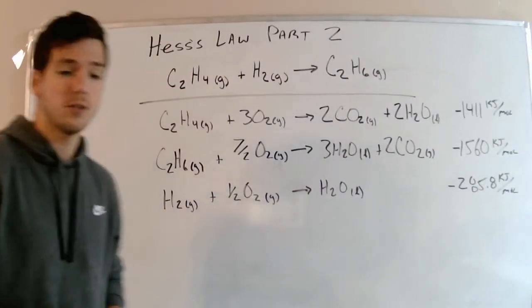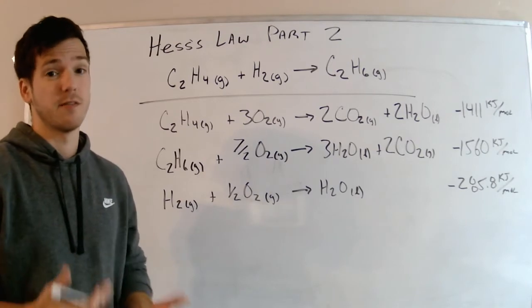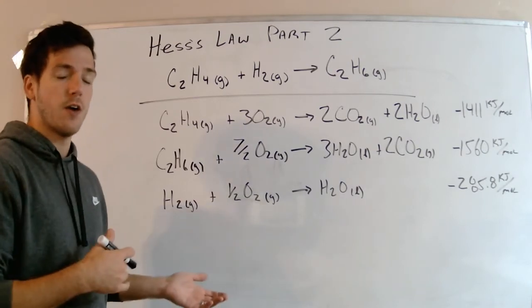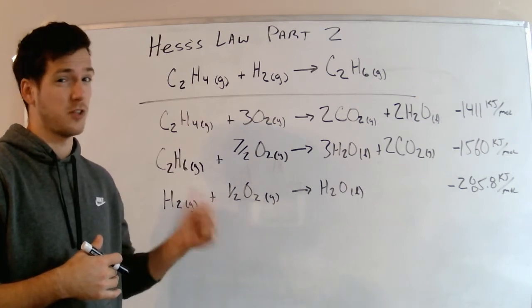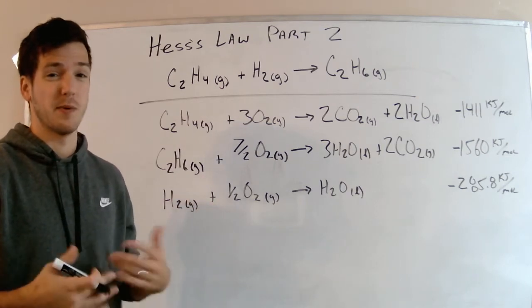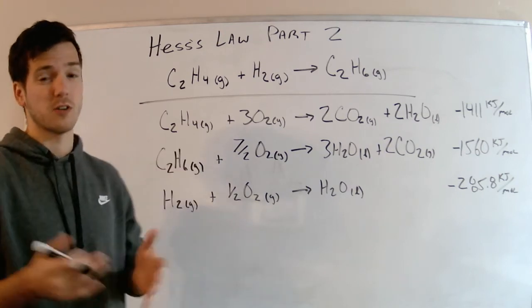Guys, so today we are talking about Hess's law again, but here's a different version of it. Yesterday, when we were talking about Hess's law, we were given just enthalpies of certain products and certain reactants, and then we were subtracting the reactants from the products, right? Total enthalpy equals products minus reactants.